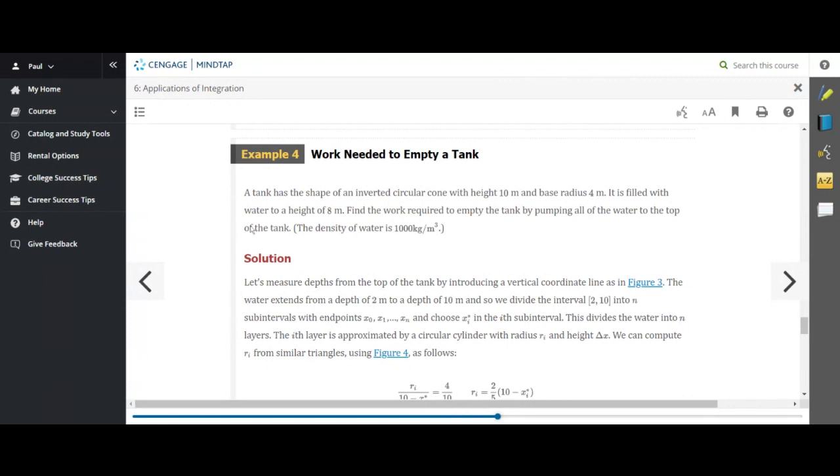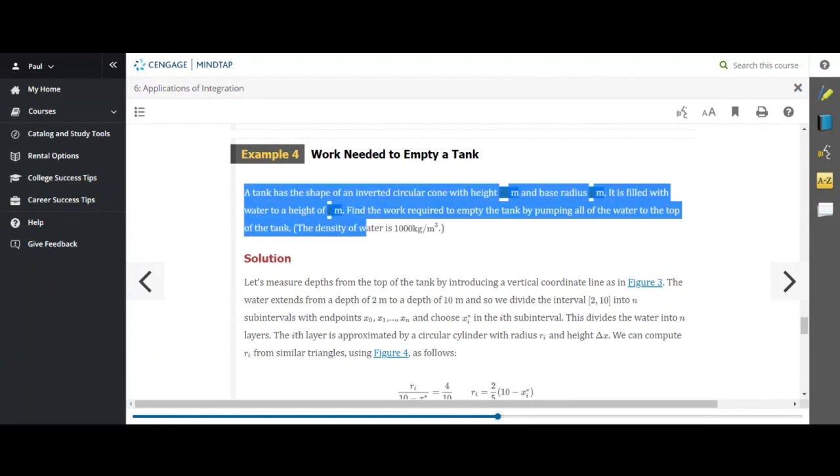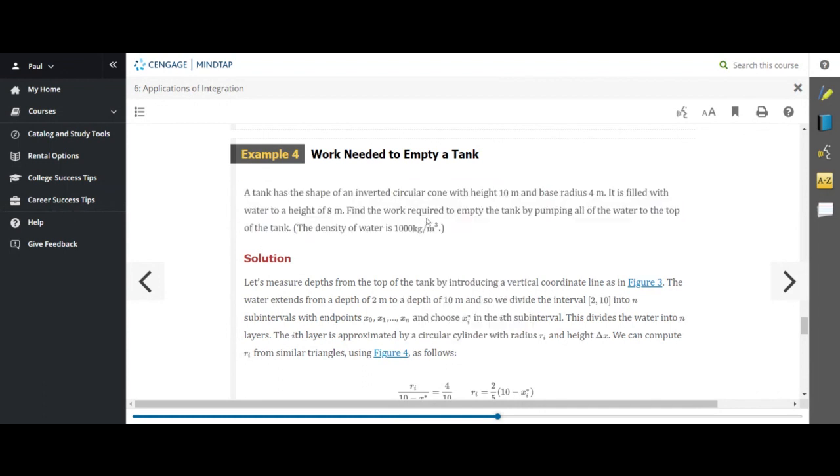Example 4 deals with work needed to empty a tank. In this problem, you have a tank that has the shape of an inverted circular cone with height 10 meters and base radius 4 meters. It's filled with water to a height of 8 meters, and we want to find the work required to empty the tank by pumping all the water to the top of the tank.